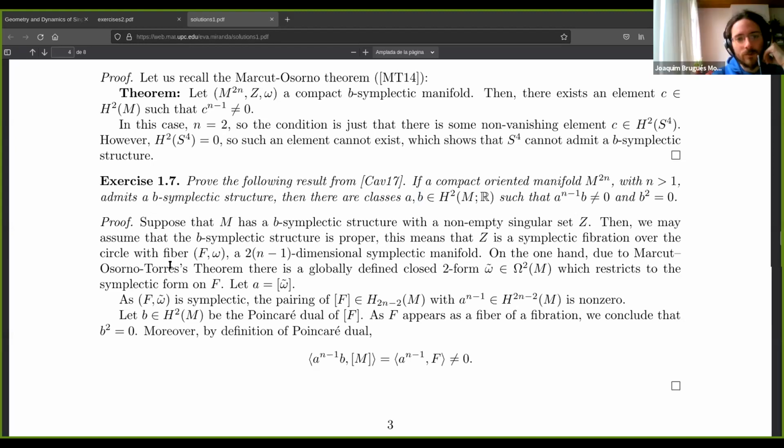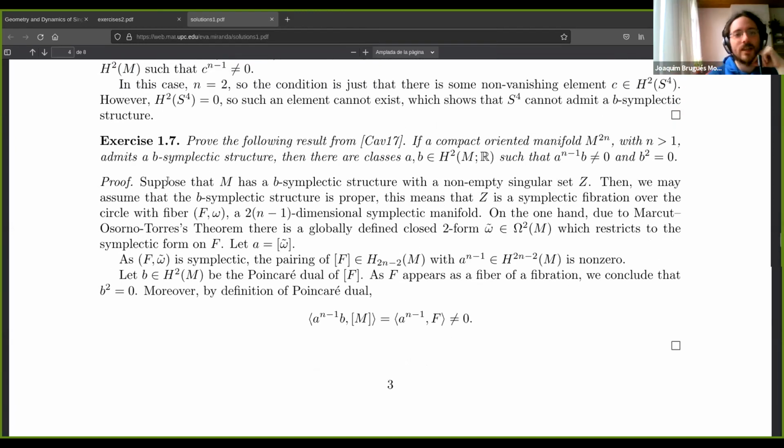So let's go through the proof, which is the formalization of this idea. We have a bisymplectic structure with non-empty singular set Z. Of course, we are asking, at the very least, for Z to be a fibration over the circle. So this is a well-posed problem in this case. Given that we have fibers, in this case we are denoting them by F. They are the symplectic submanifolds that lie inside of Z. So each of them has dimension 2 times n minus 1, or 2n minus 2, if you will.